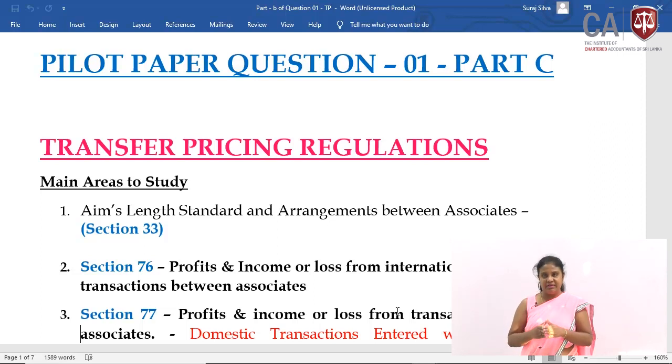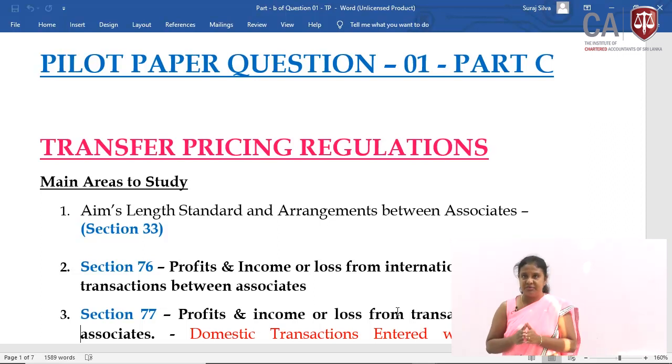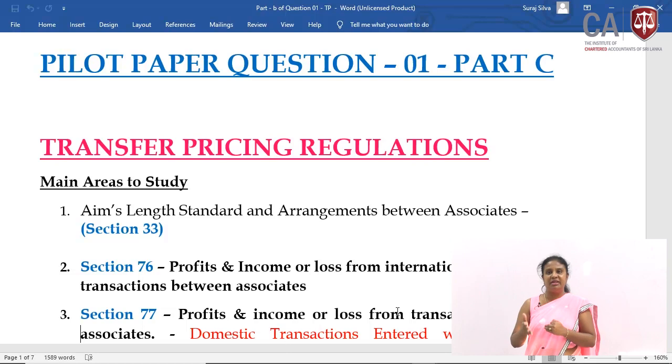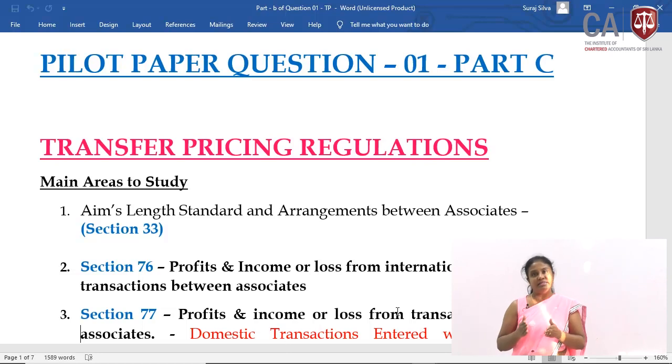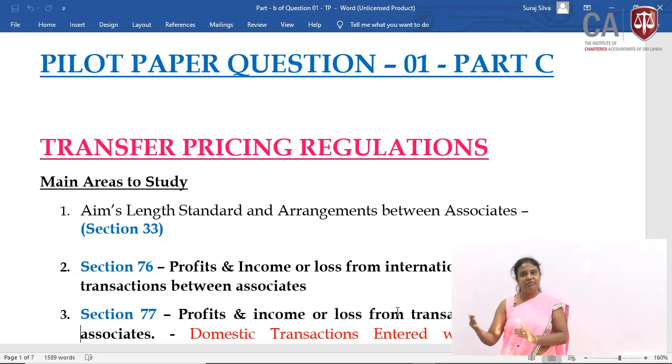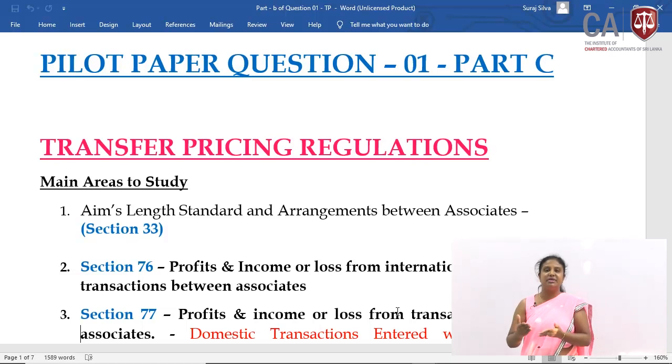The main theoretical areas are in the provisions of the Inland Revenue Act plus Gazette notifications. What are the provisions of the Inland Revenue Act? Section 76 and 77. Section 76 is for international transactions between associated undertakings, and section 77 is for transactions between associated undertakings that are domestic transactions. Please be aware of these two sections. Without knowing these two sections, it's very difficult to write a good answer for the transfer pricing question. Not a good answer at all.